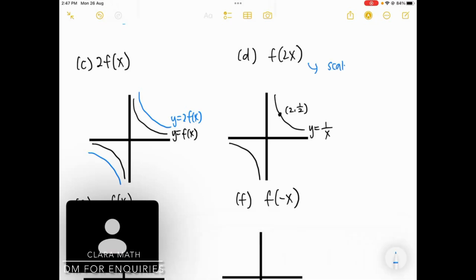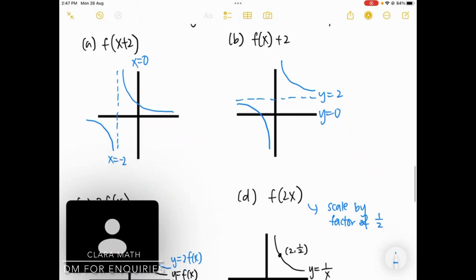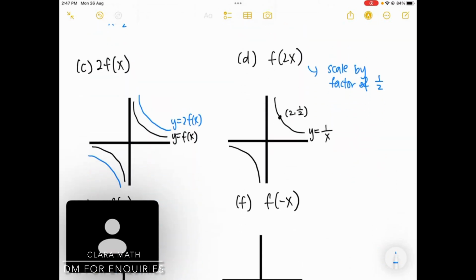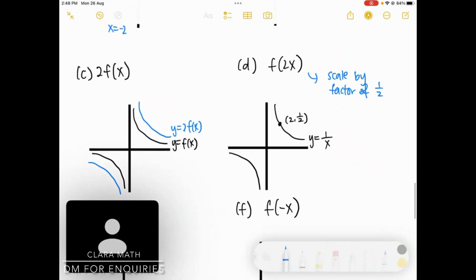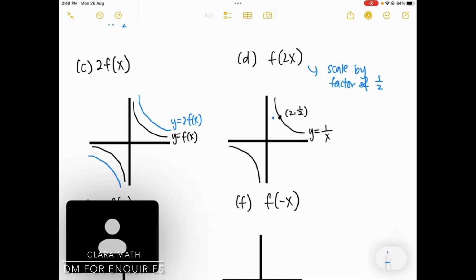So this is scale by a factor of half. For x, again, everything with x in the bracket, you kind of do the opposite. Like just now we said when it was plus, then we do minus. But for this one, when it's times 2, we divide the x value by 2. So at this point, the x value has to be halved. That means you get a 1, but the y value stays the same. So it has to go to 1, but the half is still the y value. So it goes this way.